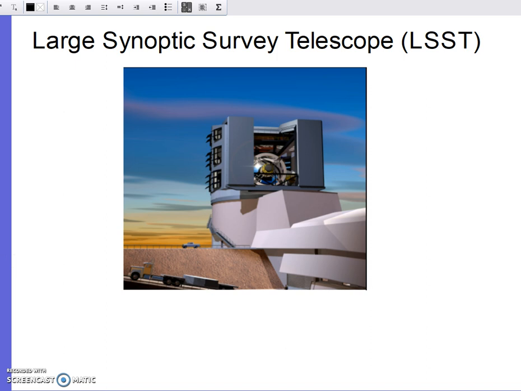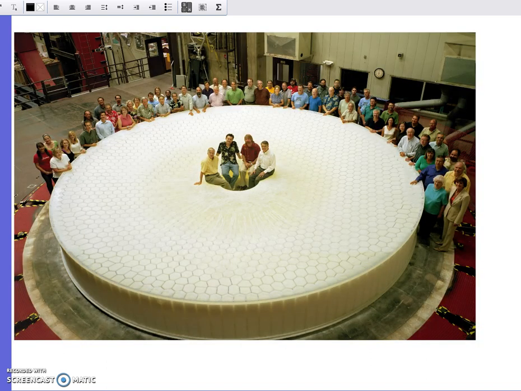It's a ground-based telescope that uses a remarkably large mirror to see more of the night sky than has been able to be seen before. This was built in Tucson, Arizona, where I'm located, underneath the football stadium.